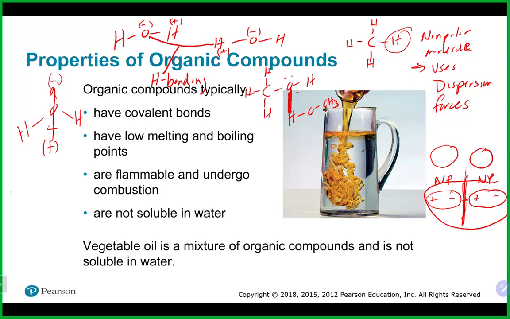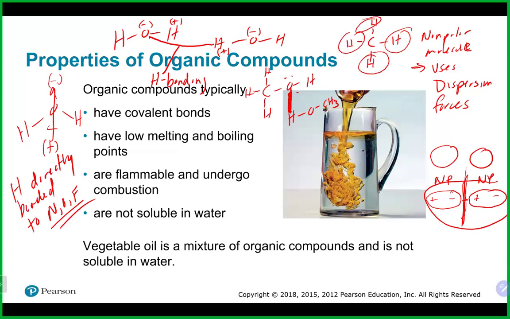You need a hydrogen that is directly bonded to a nitrogen, oxygen, or fluorine. So only hydrogens that are directly attached to a nitrogen, oxygen, or fluorine have the ability to hydrogen bond. So if you're thinking, well, doesn't this guy have a bunch of hydrogens? He does, but none of them can participate in hydrogen bonding because they're not directly attached to a nitrogen, oxygen, or fluorine. And again, that's what gives it a lower melting point and boiling point. Any questions on that there?